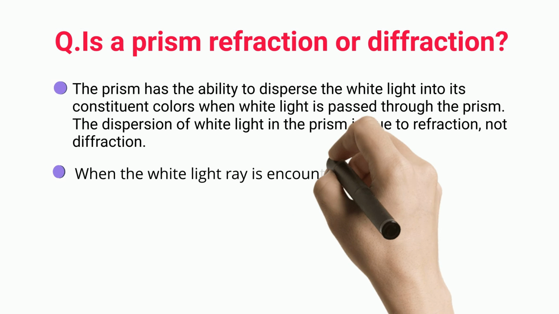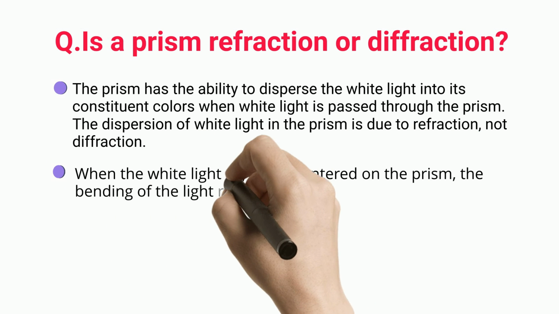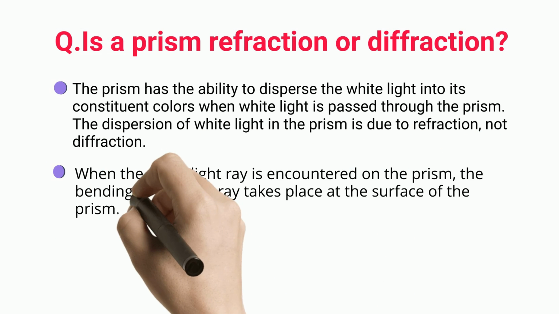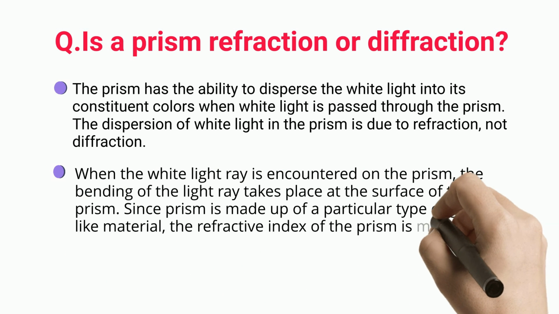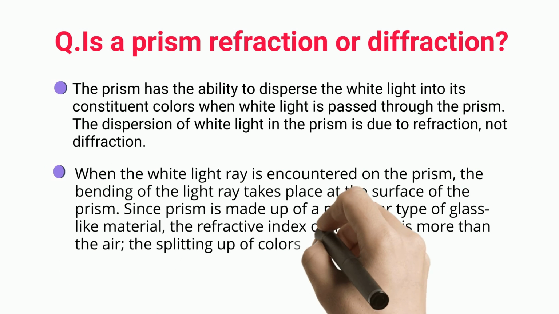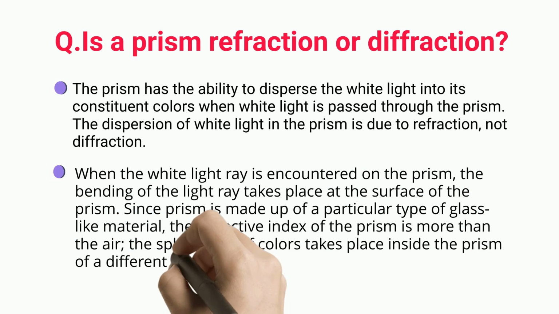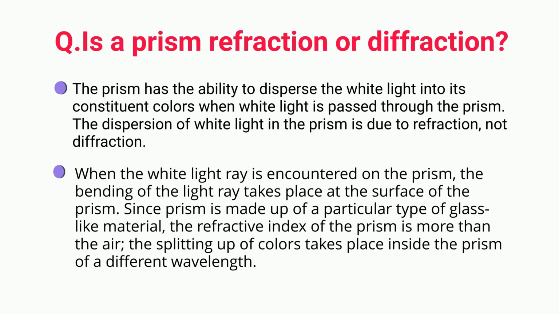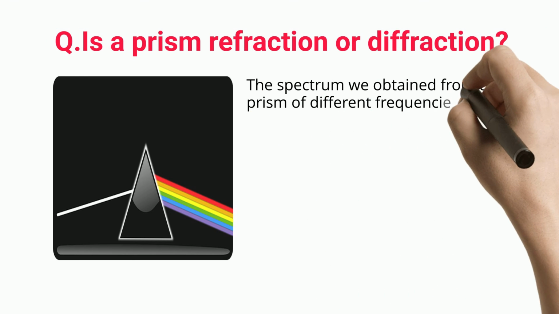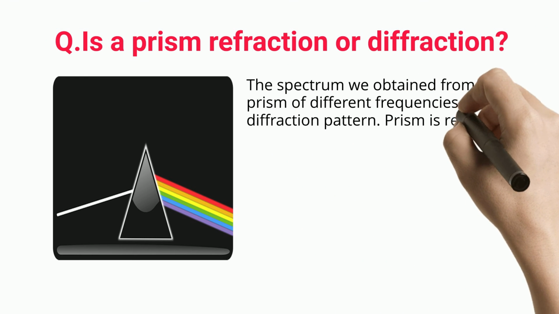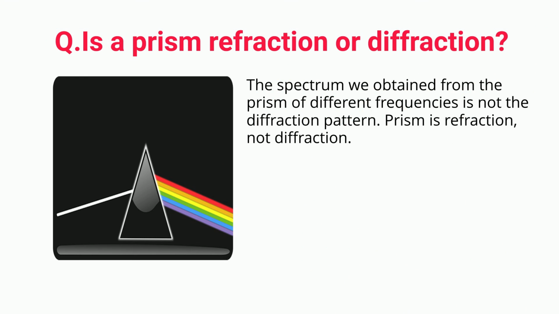When the white light ray is incident on the prism, the bending of the light ray takes place at the surface of the prism. Since the prism is made up of a particular type of glass-like material, the refractive index of the prism is more than that of air. The splitting up of colors of different wavelengths takes place inside the prism. The spectrum we obtain from the prism, of different frequencies, is not a diffraction pattern. Prism is refraction, not diffraction.